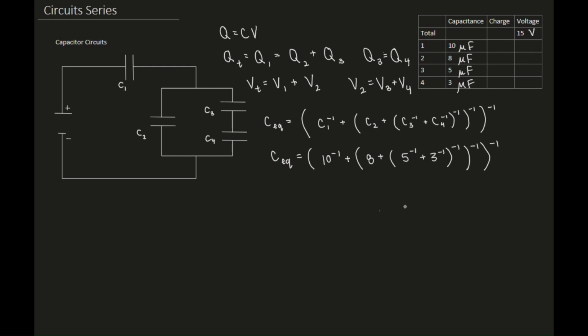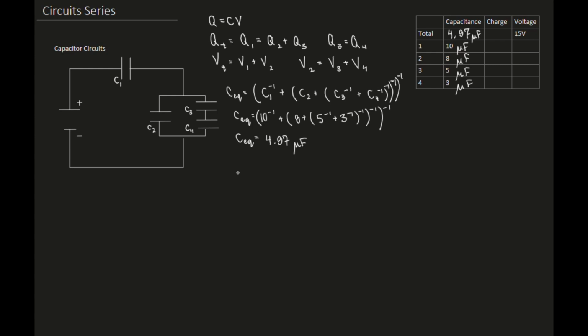If I put it in my calculator properly, I get the equivalent capacitance to be somewhere around 4.97 microfarad. Once we've calculated the equivalent capacitance, we can use that to figure out the total charge. So charge total is equal to capacitance total times voltage total, which in this case is 4.97 times 10 to the negative 6 Farad times 15 volts. And I get that it is 74.5 microcoulombs.